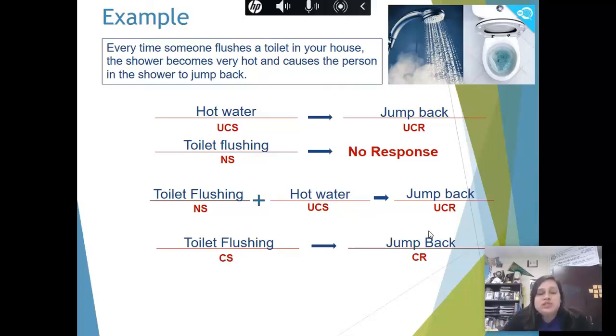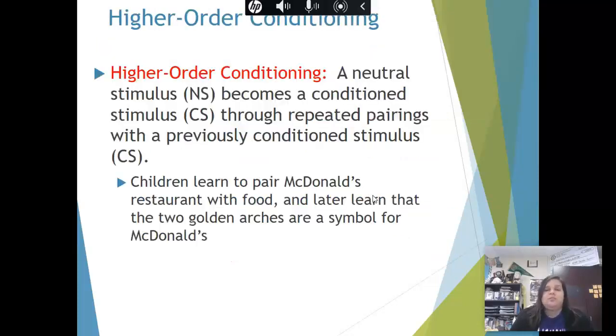Now, if we were going to do generalization with this one, generalization would be if you got burned every time you took a shower in any house and the toilet flushed. Now, if you only got burned in your own house, then that would be discrimination.